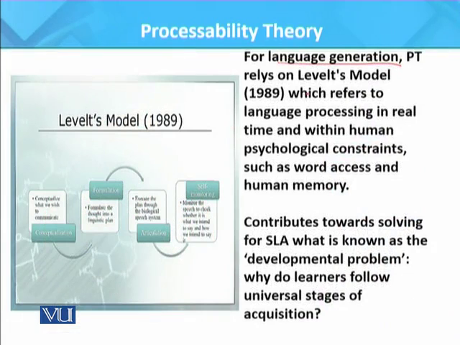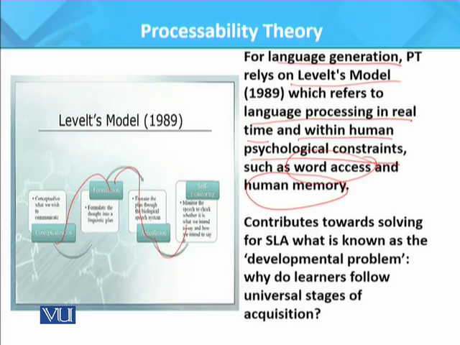processability theory relies on Levelt's model, which refers to language processing in real time and within human psychological constraints such as word access and human memory. It describes the process of how you go from conceptualization to formulation to articulation and to self-monitoring. So these are different stages that a learner goes through.